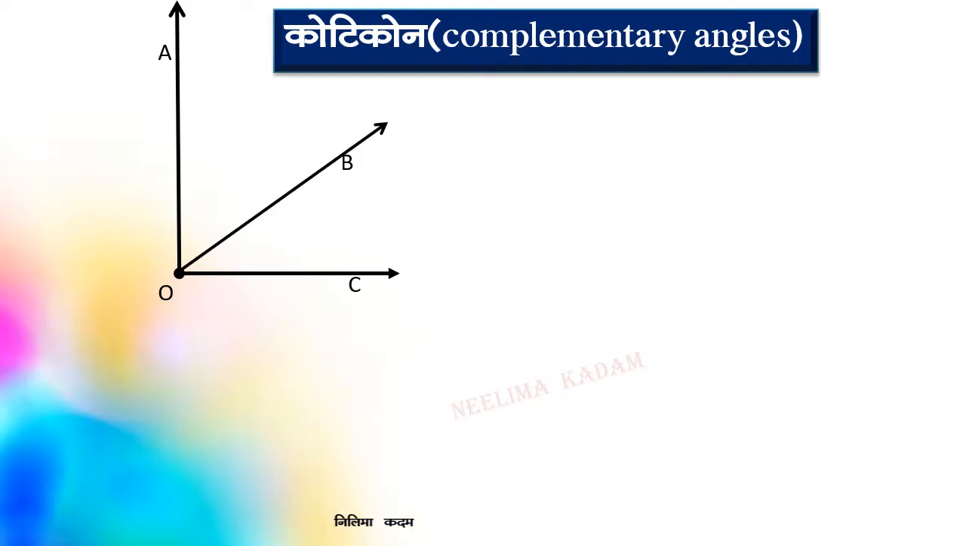Today we will learn about complementary angles. कोटी कोन म्हणजे काय हे आपण आज अभ्यासणार आहोत. Now in this figure you will see angle AOB and another angle BOC, right? Again these two are adjacent angles. Now total we will get angle AOC.